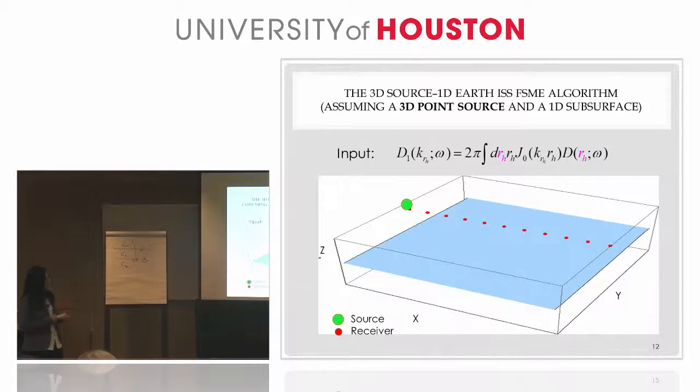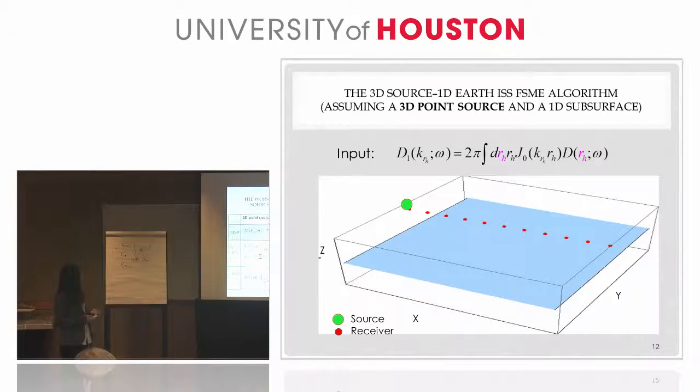So that we reduce the complete 3D algorithm for 1D Earth to make it work on one shot gather at a time. Okay. Please let me remind you that since in this case we start from a 3D algorithm, the 3D point source assumption remains in this reduced algorithm.